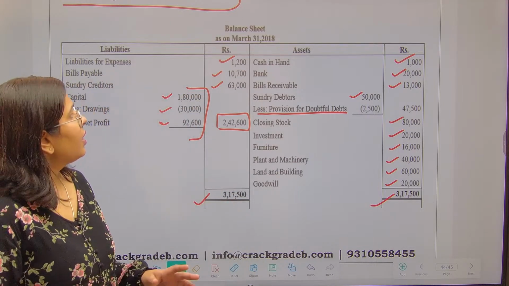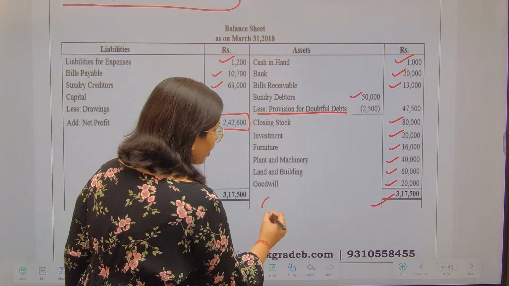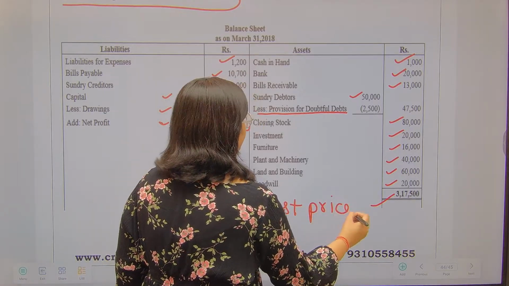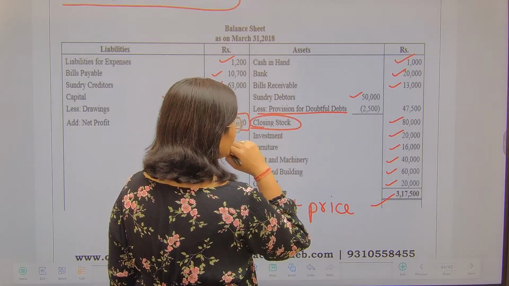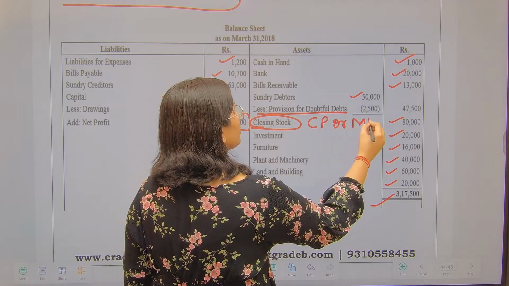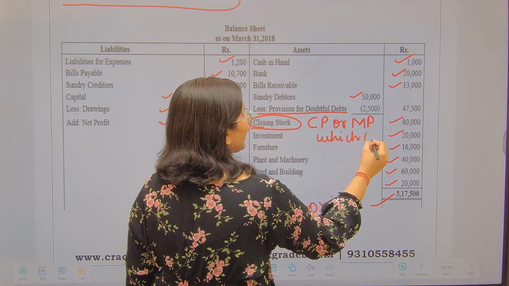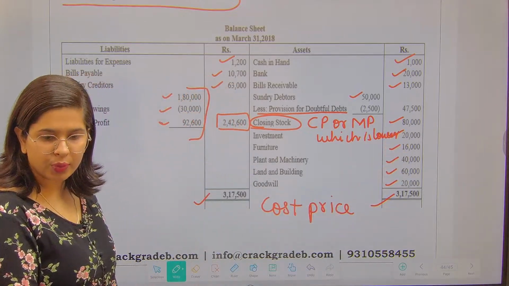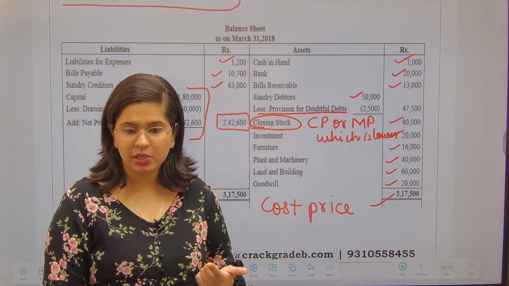One more thing. Whatever you record over here, your assets, they are always recorded at the cost price, except the inventory. So your closing stock is valued at cost price or market price, whichever is lower. Why it is done like that? Again, the principle of conservatism or prudence. Your closing stock is recorded at cost price or market price, whichever is lower.